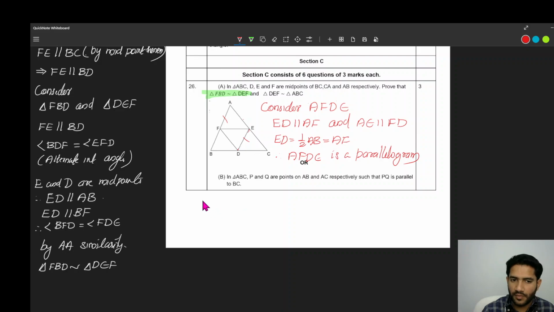For a parallelogram, opposite angles are equal. Therefore, in this parallelogram, angle A is equal to angle FDE. The reason: opposite angles are equal. By using this parallelogram, similarly we can prove the next.